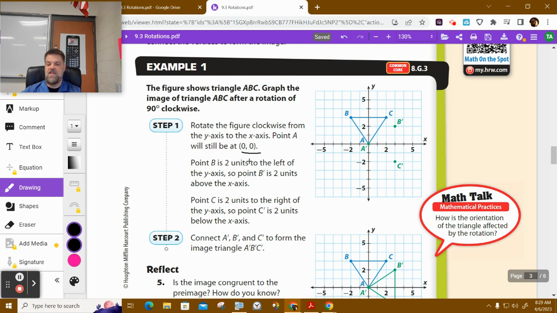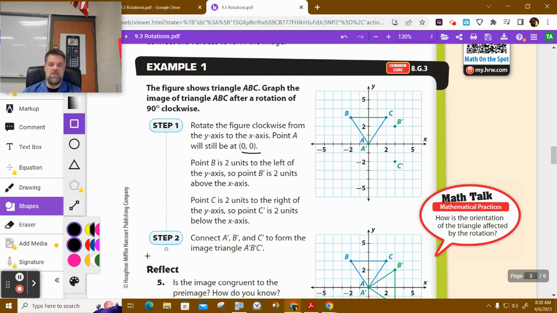All right, and then this is just saying this is where you place A, this is where you place B. So point B is 2 units to the left of the y-axis, so point B prime is 2 units above the x-axis. Point C is 2 units to the right of the y-axis, so this is C, it's 2 units this way. So it's going to be 2 units away from the x-axis. And then we're asked to connect A prime, B prime, and C prime.